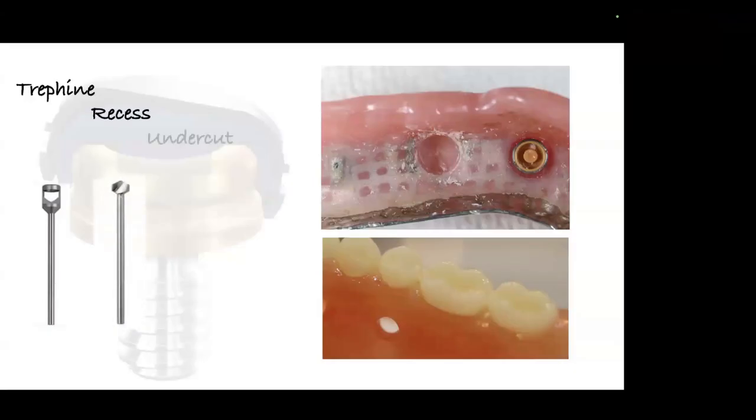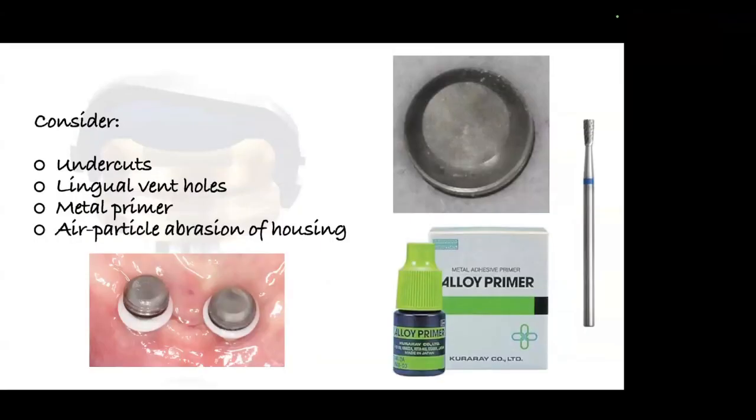As we talked about, it's nice to make a recess in there. Place a physical undercut and a lingual vent hole. So whatever material you choose to use for your pickup, these are all giving you mechanical retention, in addition to the chemical retention of the material you're using.